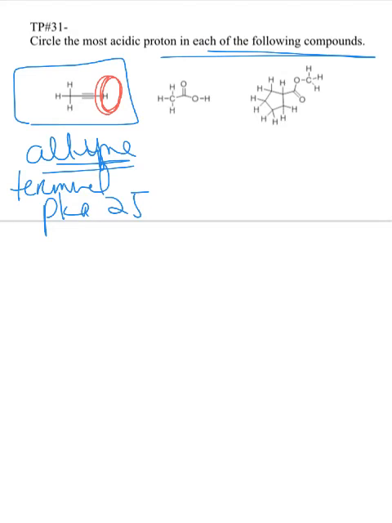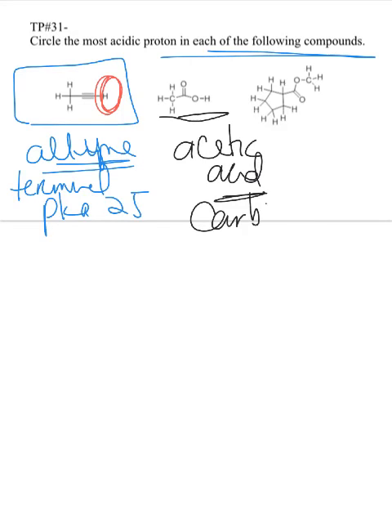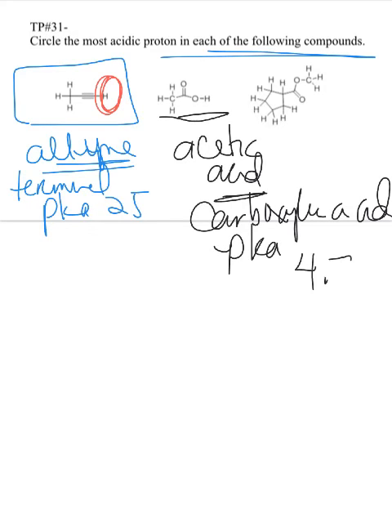Okay, the next compound, what is this? This is acetic acid, and that is a carboxylic acid. Do you see the carboxylic acid? And that pKa is about 4.7. That's your proton that's acidic. That's the one that will be removed to generate an anion.